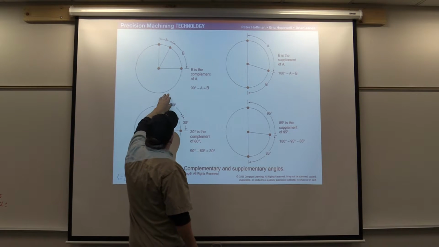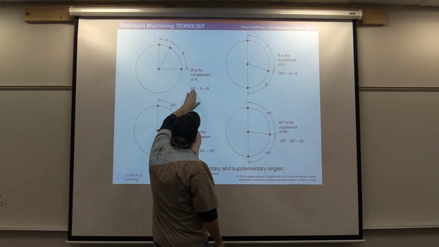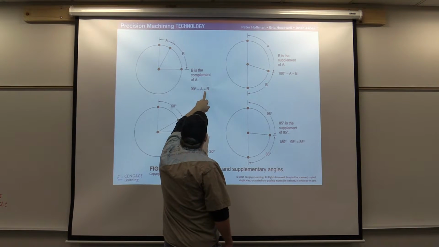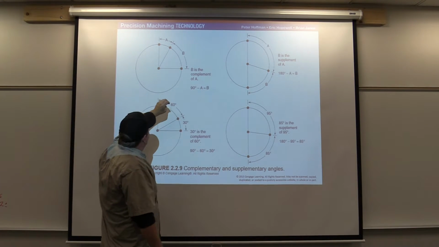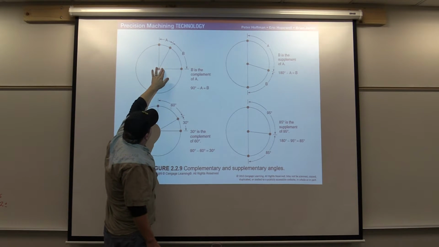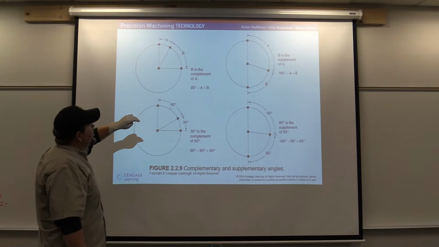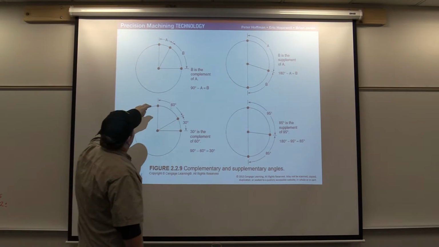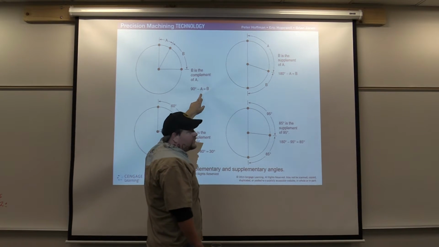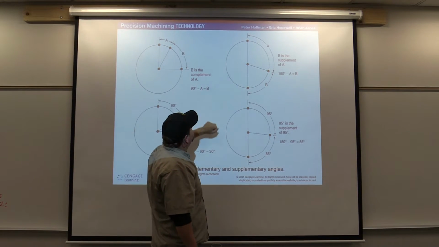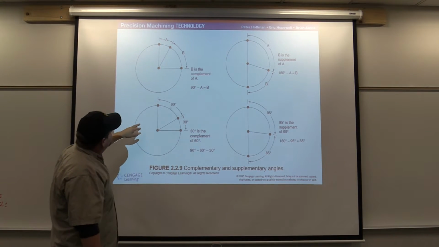So 90 degrees is A to B. 90 degrees minus A is equal to B. So if we're only given one value and we show that this is a squared piece, and we know that angle A is 22 degrees, then we can take 90 degrees minus 22, and that would tell us that B is 68 degrees, okay?